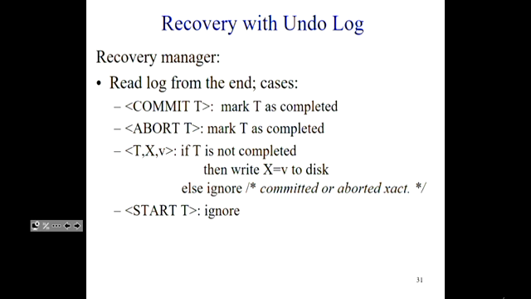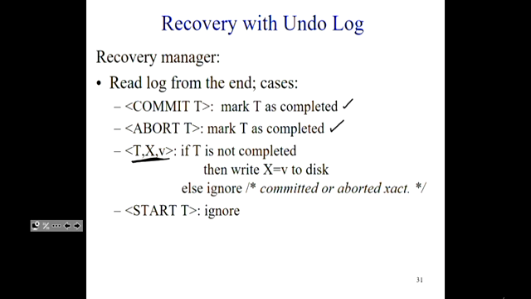Okay. So the recovery for an undo log proceeds as follows. You start by reading a log from the end, and then you have various cases. The first is if you see a commit record, then you mark the transaction as committed or completed. If you see an abort record, you mark the transaction as completed once again, because its changes you don't need to worry about.